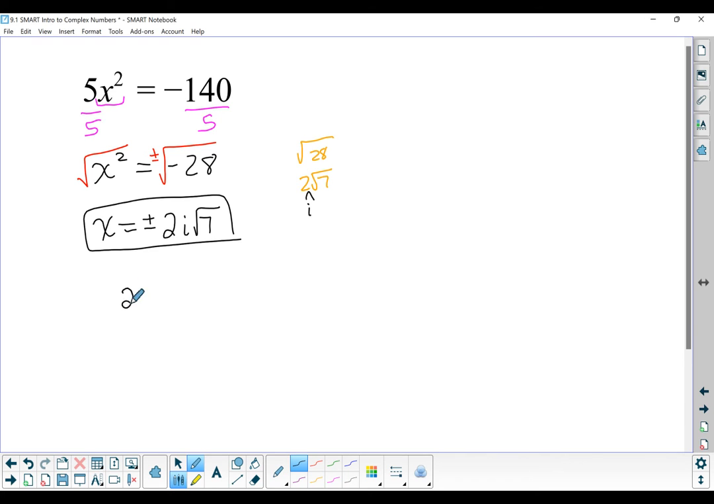And again, remember the positive and negative symbol just means that we have two solutions. One of the solutions is a positive number and the other one is a negative number.